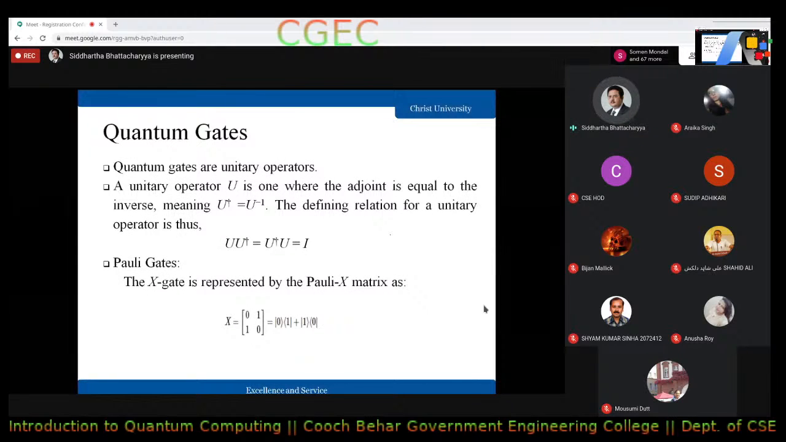Now, last but one topic, quantum gates. Similar to the classical computing paradigm, you also have quantum gates, which are unitary operators. What is a unitary operator? A unitary operator U is one where the adjoint is equal to its inverse. That means the operators are reversible in nature. If you write U adjoint, you will get U adjoint U equals identity. That means the operator is reversible. So whatever operations you do in a quantum computing paradigm, they are reversible in nature.